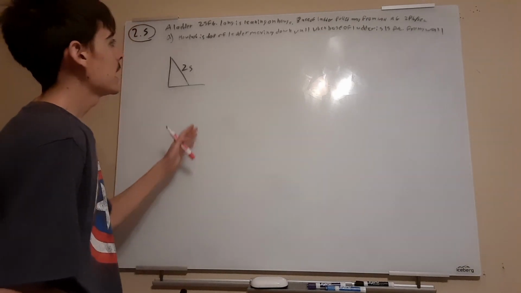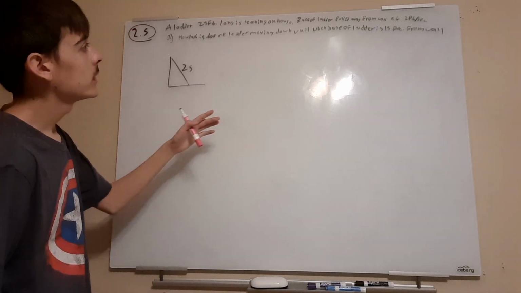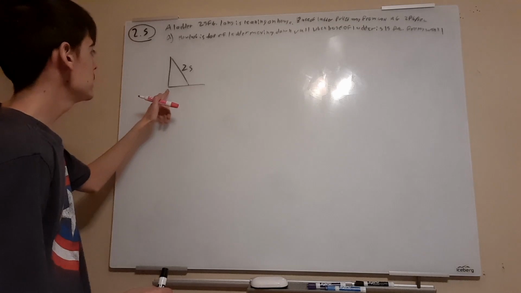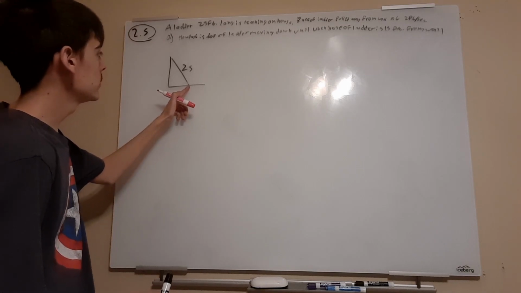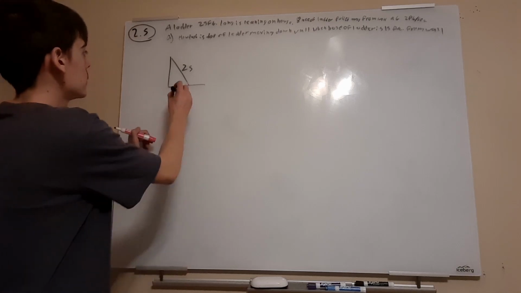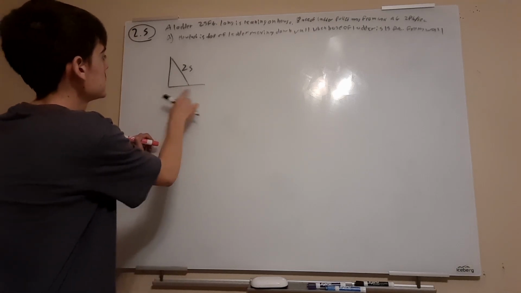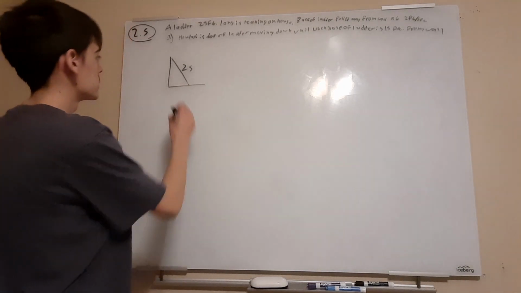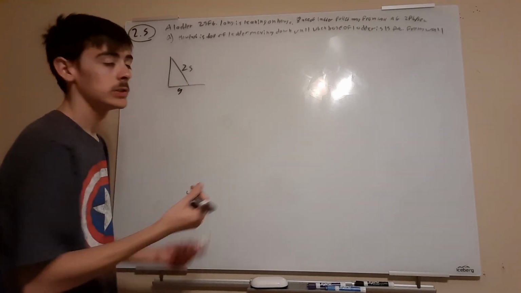Now, it says that the base of the ladder is pulled away at a rate of 2 feet per second. So this is the base of the ladder right here, the bottom. We're going to need a variable to show the rate of change for right here. And because it's the ground, let's probably just do a G. G for ground.